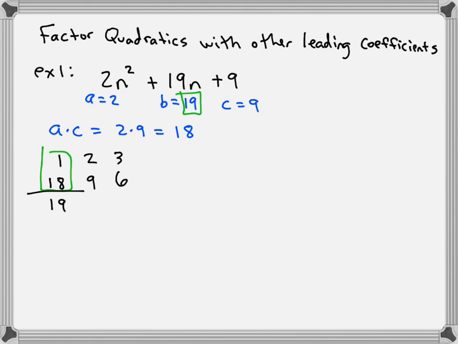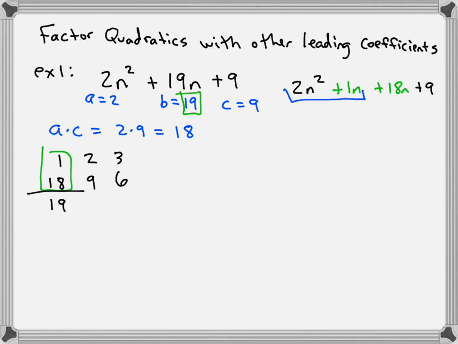So we can rewrite this by replacing the middle term. So 2n squared, instead of plus 19n, we're going to rewrite that as a plus 1n and a plus 18n. And we still have that plus 9. We then can factor by grouping.